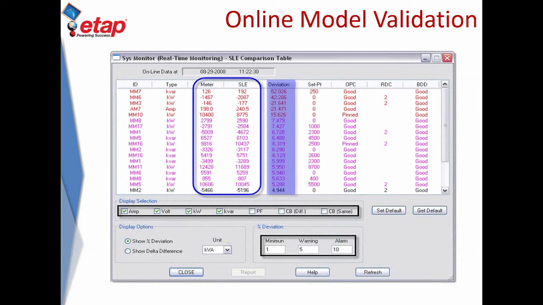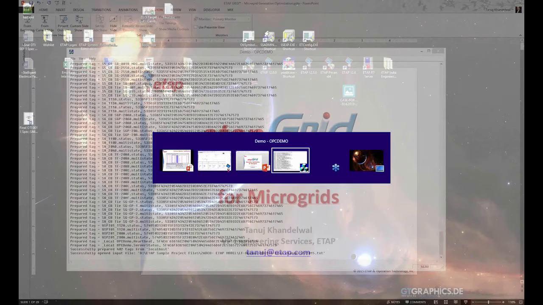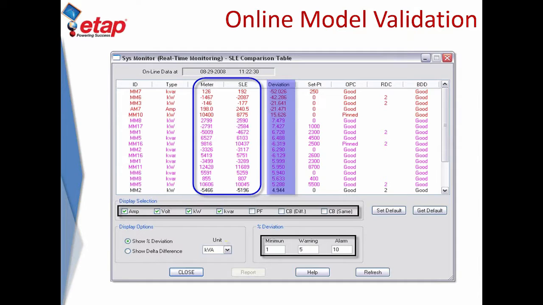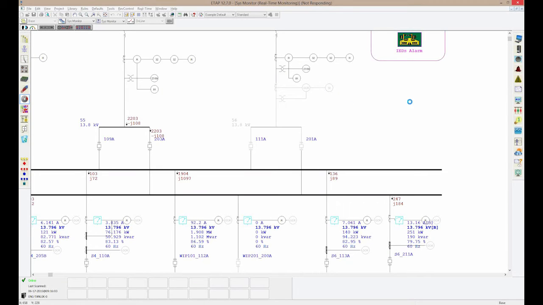One of the benefits that we get out of the state estimation is the ability to perform a model validation. And what I mean by model validation is the ability to compare the real-time measurements, which are shown in this bluish color, with the estimated values for the same location.